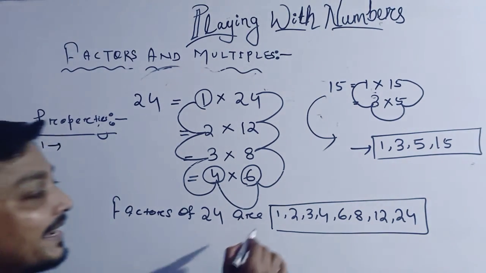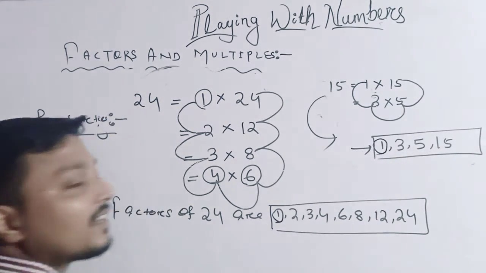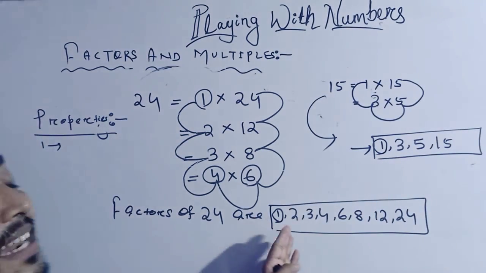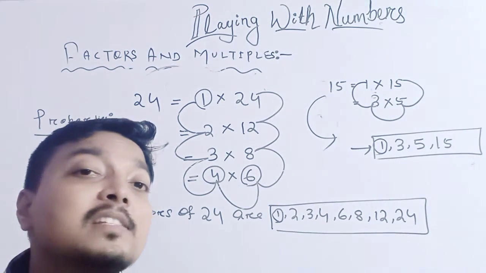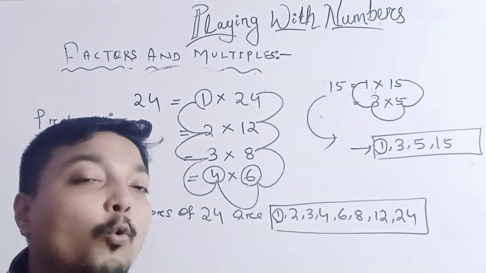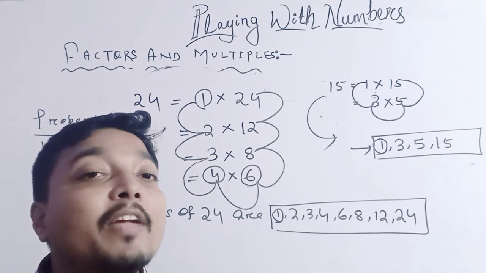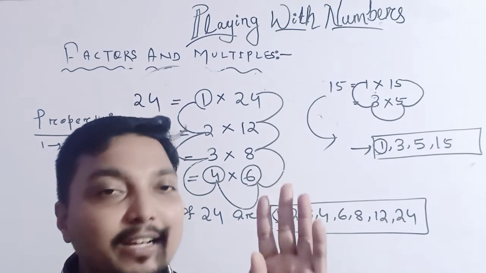See, in the first point, 1 is a factor. Here also 1 is a factor. So 1 is a factor of every number. So the first point should be: 1 is a factor of every number. Many times it is asked which number is a factor of every number, so your answer should be 1 is a factor of every number.